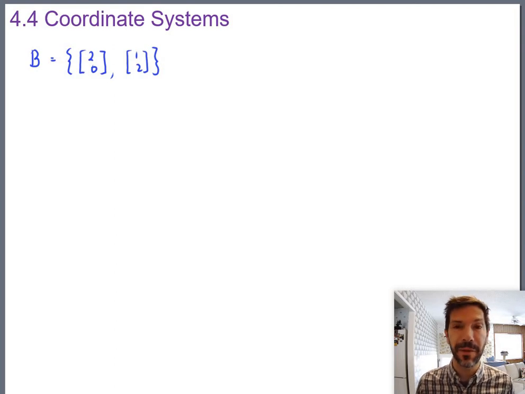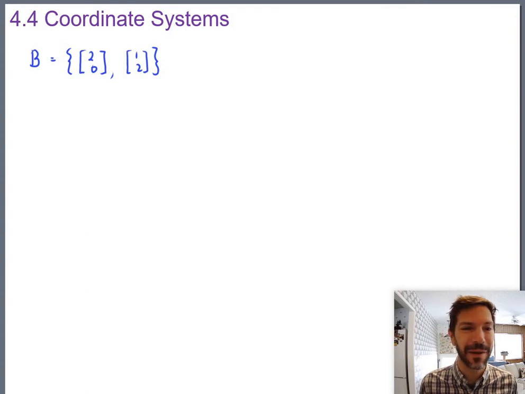Now that we're familiar with the idea of a basis for a vector space, let's build on that a little bit. We're going to talk about the idea of coordinate systems, and we're going to use bases to get different coordinate systems for a vector space. So let's start off with the basis.